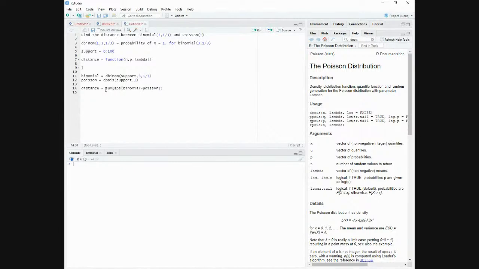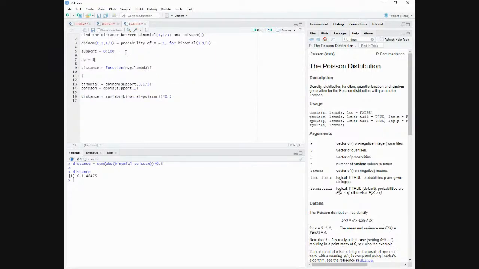Times 0.5. This is the distance. So let's check the distance. The distance is turning out to be 0.114. Now tell me, what is the next step I should do since I have got this function now? I should increase n and p, keeping np equal to 1. Okay, let's see. We will keep np equal to 1, and let's take n to be 4, p as 1 by 4. And let's check the distance once again.